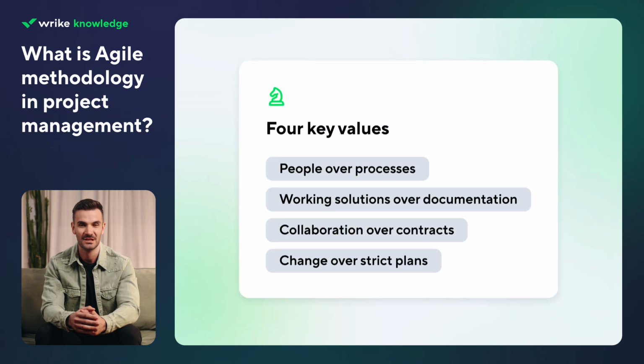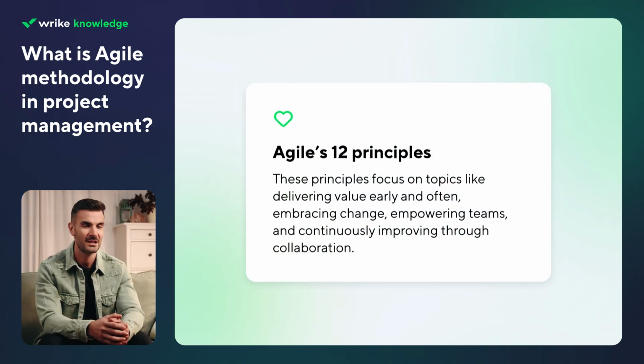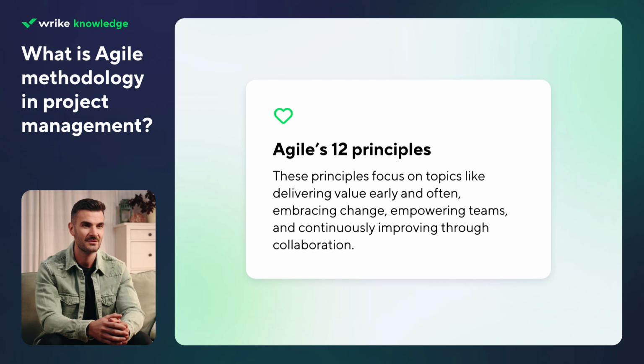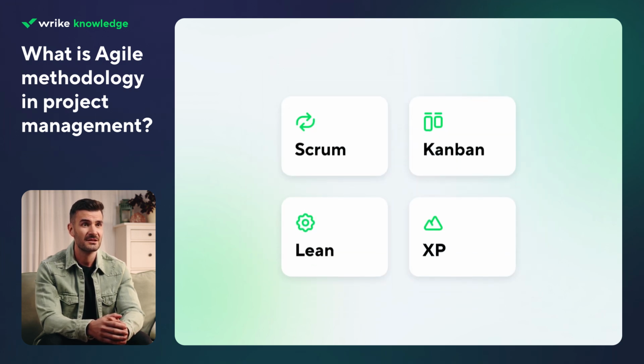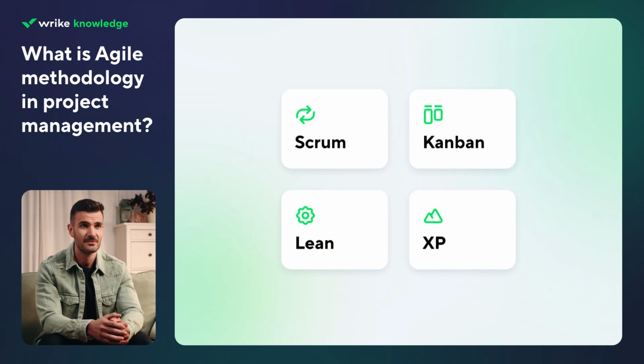It's based on 4 key values: people over processes, working solutions over documentation, collaboration over contracts, and change over strict plans. At the heart of Agile are 12 guiding principles like delivering usable work frequently, embracing change, and building motivated, self-organizing teams. There are different Agile frameworks to choose from.